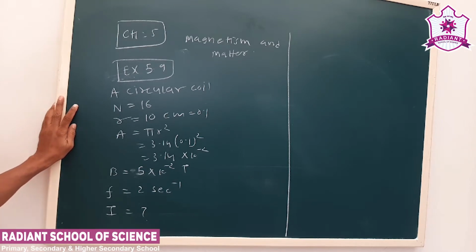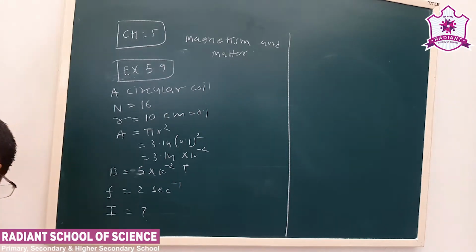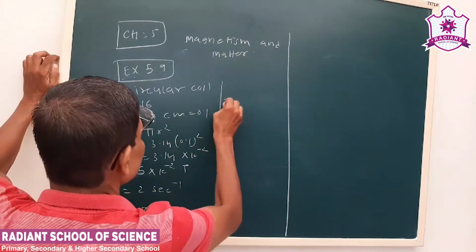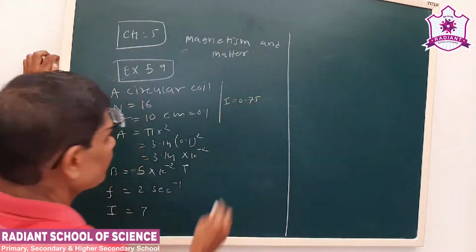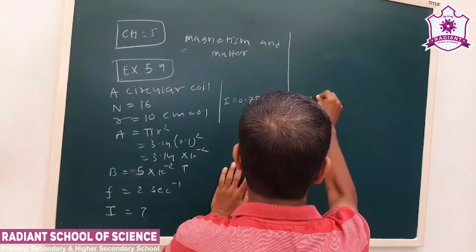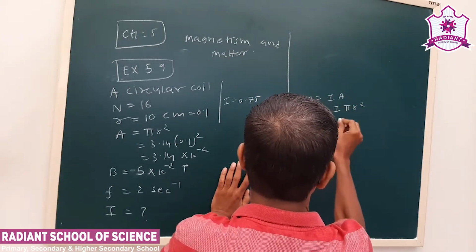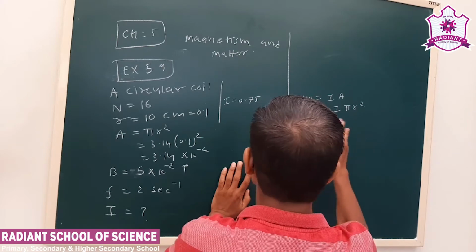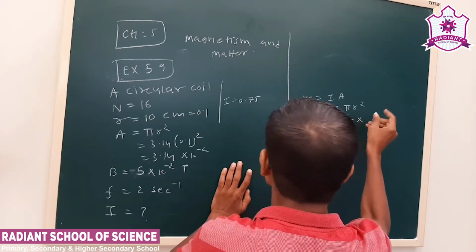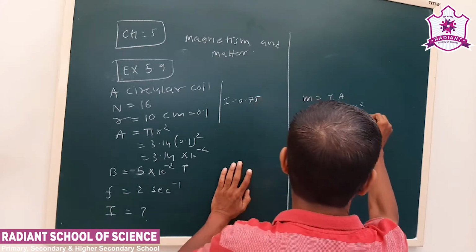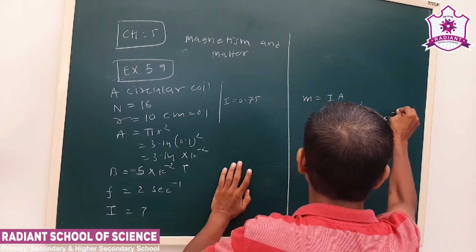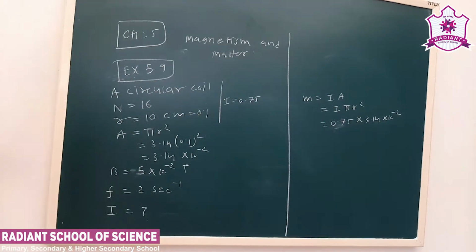Now from this we can find out the magnetic dipole moment, m is equal to I into A. Now see the current value is 0.75. So m is I into A, I into pi r square. I is 0.75, and the area is pi r square. This is the magnetic moment or magnetic dipole moment.